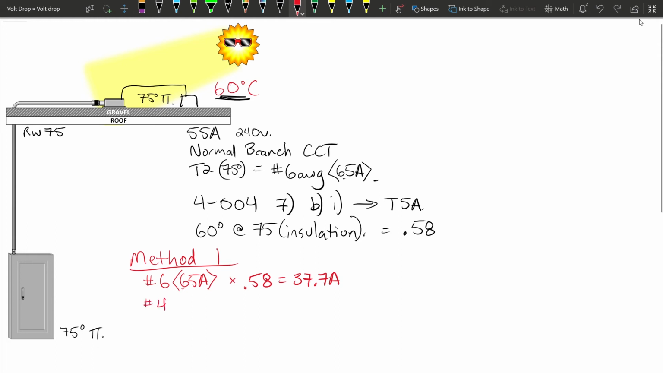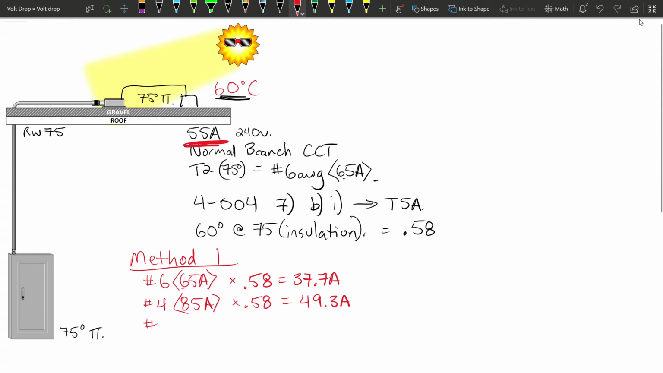Let's go with the number 4. Maybe number 4 will work. Number 4 has an ampacity of 85 amps. Well, 85 amps times 0.58 gives me 49.3 amps. So again, that's too small. We need to handle this 55 amp load in this 60 degree condition.